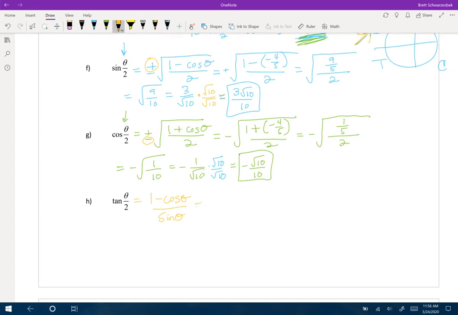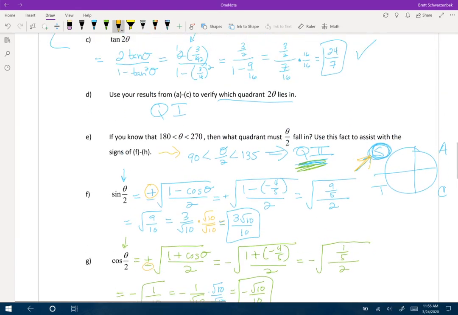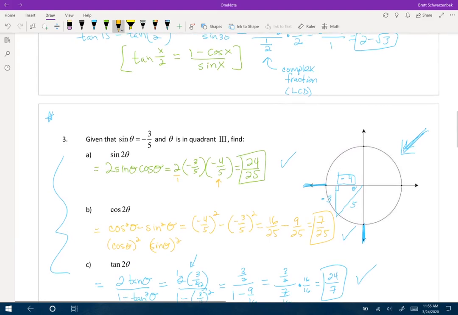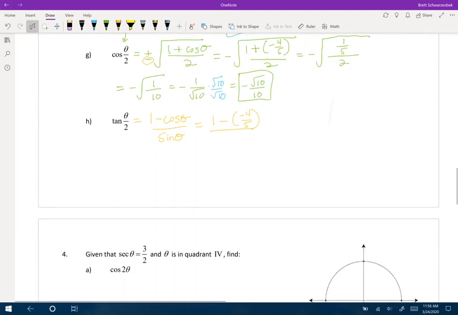So let's do the math here. Cosine of theta, we've done several times here, is negative 4/5. Remember, the sine of theta was actually provided in the beginning. Sine of theta is negative 3/5. So we got that.